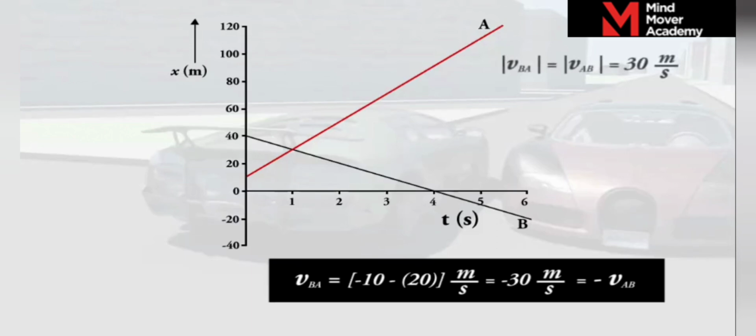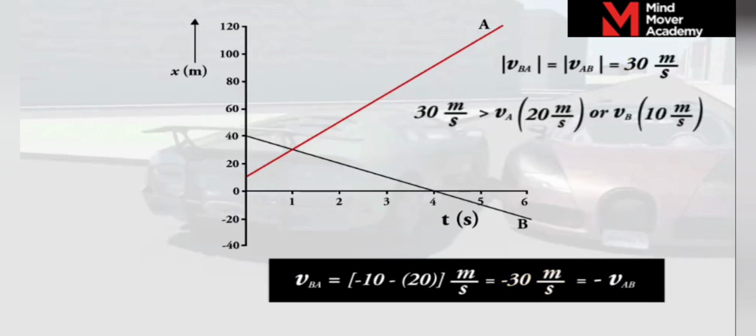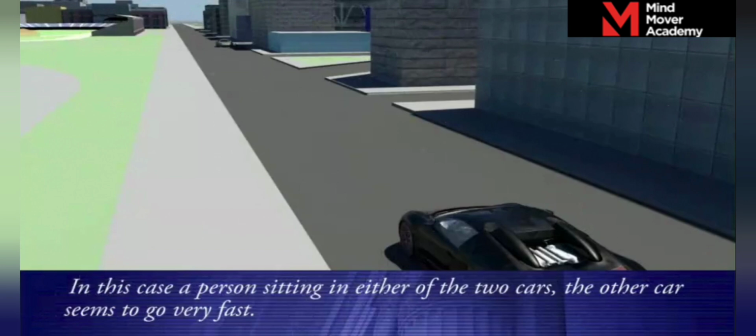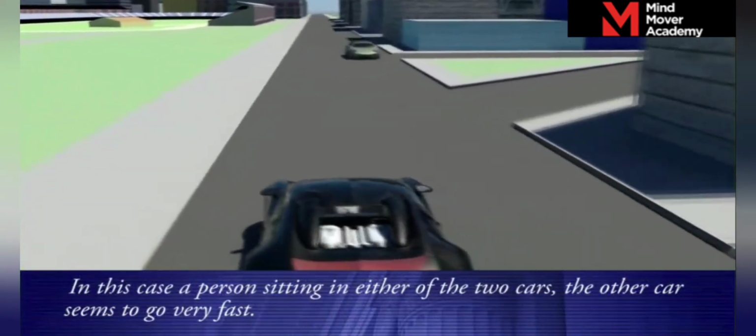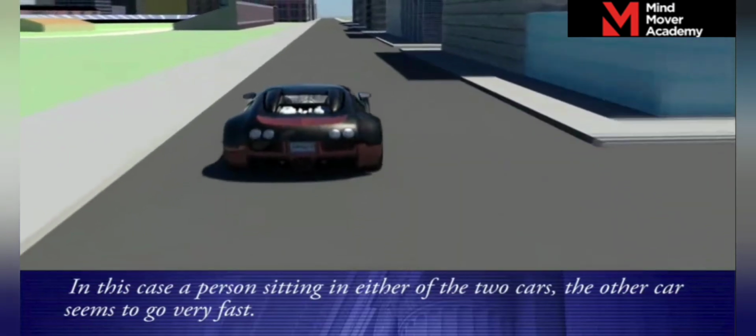In this case, the magnitude of VBA or VAB is equal to 30 meters per second, which is greater than the magnitude of velocity of A or that of B. In this case, to a person sitting in either of the two cars, the other car seems to go very fast.